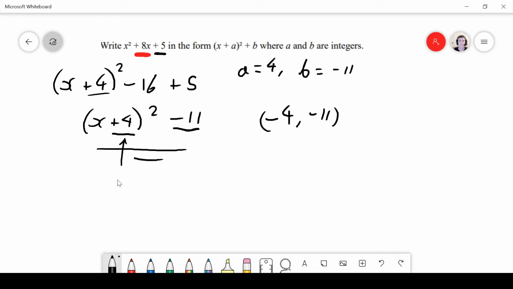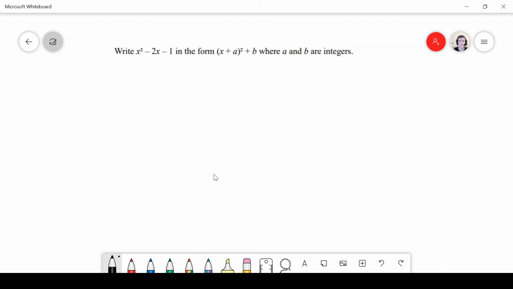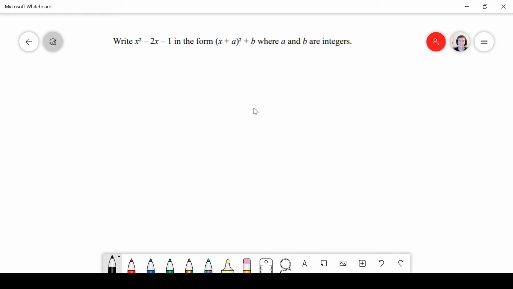Cool. So now you've seen that, had a bit of an explanation to practice. I want you to give this one a go. x squared minus 2x minus 1. Put that into the form (x plus a) squared plus b. And then also, if you can, say what the turning points are.